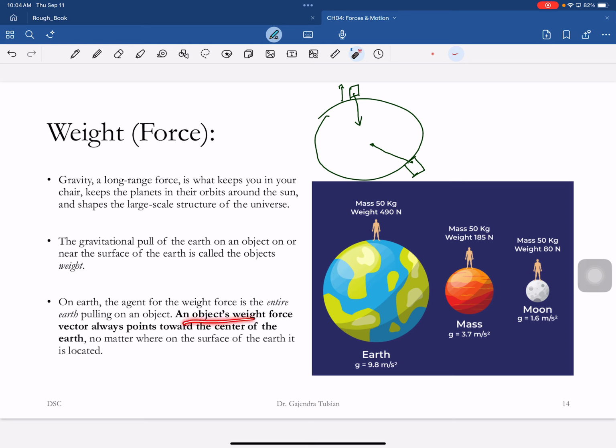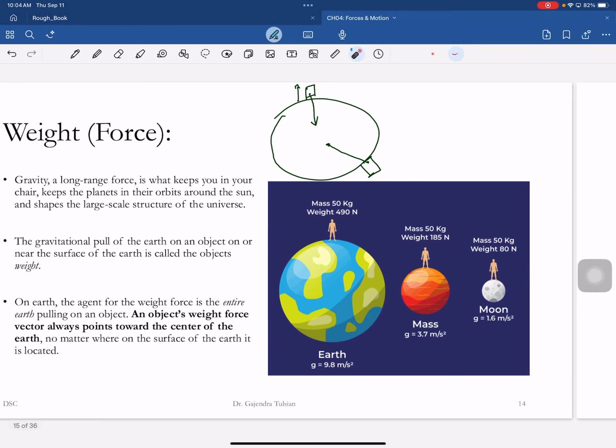So an object's weight force vector always points toward the center of the Earth, no matter where on the surface you are. So whether here or there, you're being pulled toward the center of the Earth.